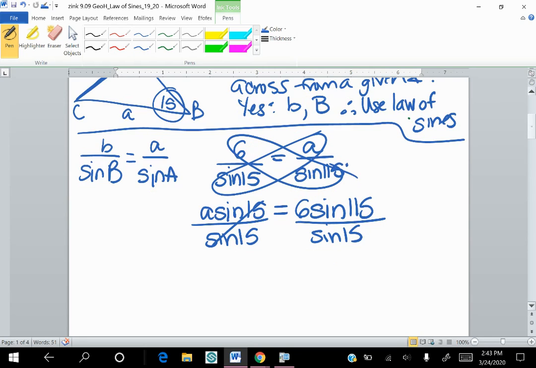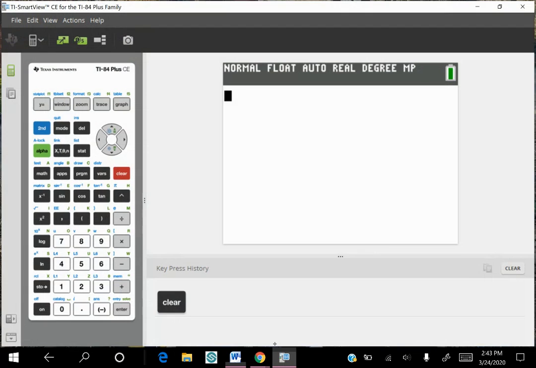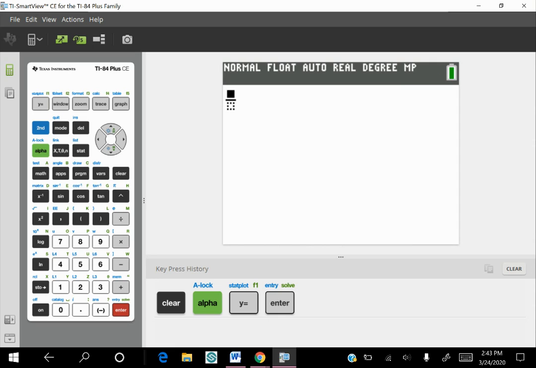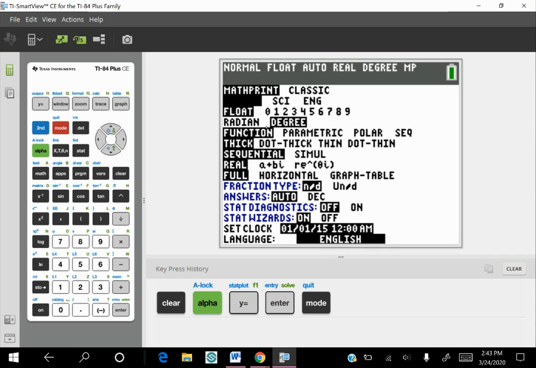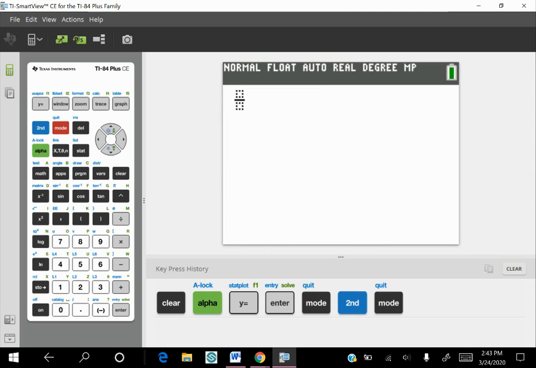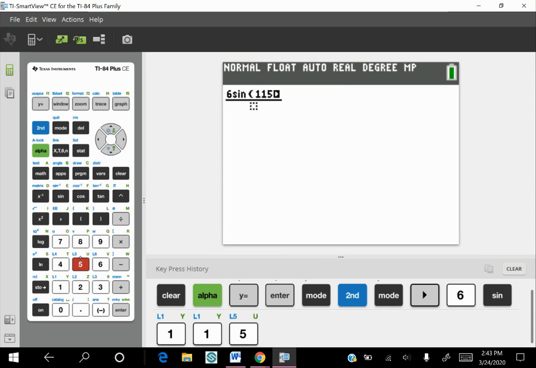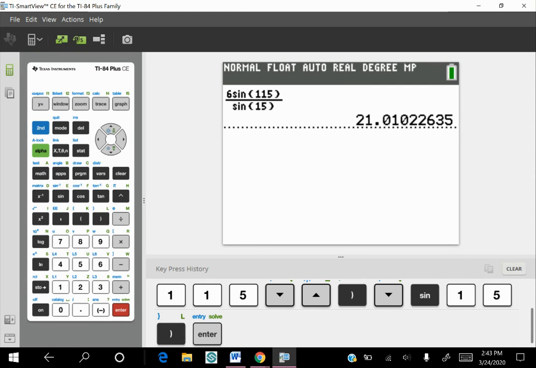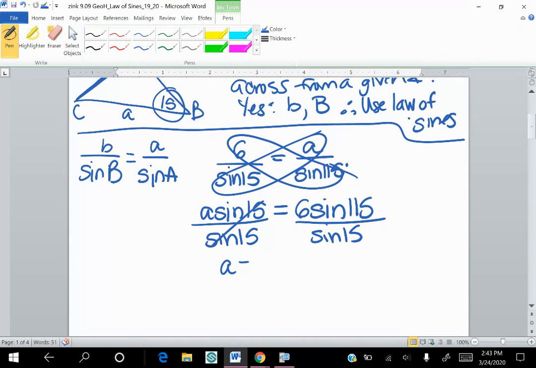Now, if you go to your calculator, you're going to use your alpha y equals and type this in. So you'd go to alpha y equals, enter for n over d. In the numerator, you're typing in, oh, and other very important thing, make sure you're in degree mode. So in your numerator, you're typing in 6 sine 115. Close that up. Over sine of 15. And then hit enter. And then you're going to write that whole decimal out.